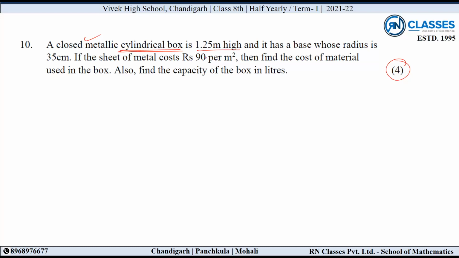1.25 मीटर हाई. ओके, हाइट दी हुई है. H दिया हुआ है 1.25 meters. Right? And it has a base whose radius is 35 centimeters. Radius is also given. 35 centimeter. If the sheet metal cost 90 per meter square, okay, cost is also given rupees 90 per meter square. This is also given. Find the cost of material used in a box.